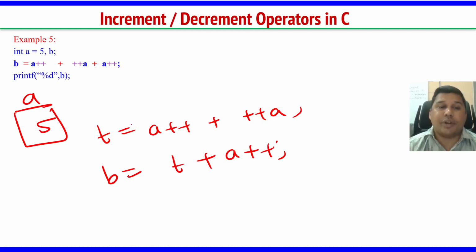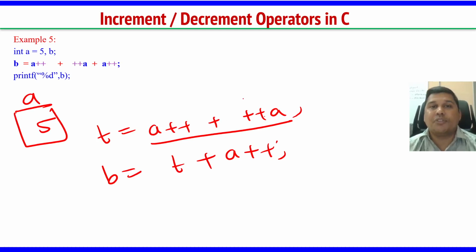Okay, so a value is 5. What is this? This again has a post increment and a pre increment. We have to do it from right to left, but the post increment has more priority, so I will do it first. So this is post increment, I will increment it later. What is the value of a?